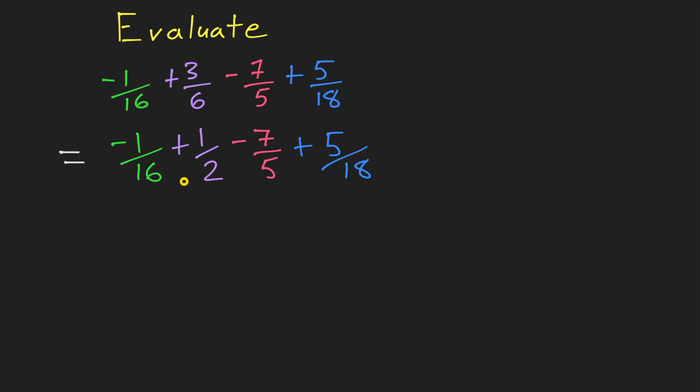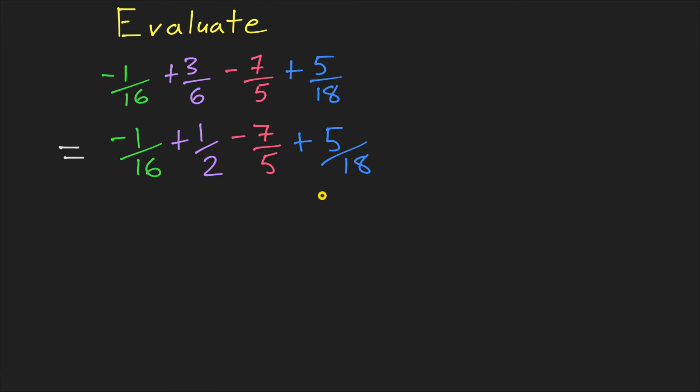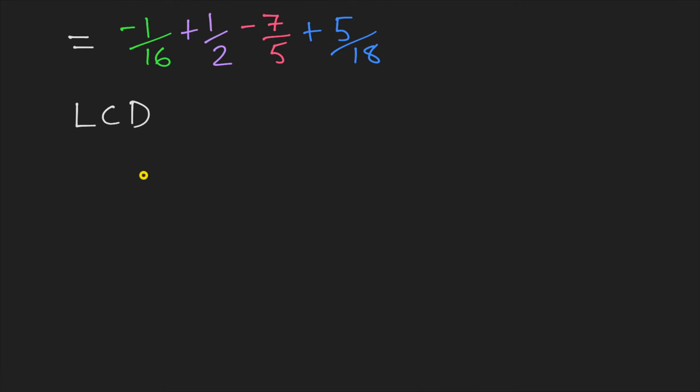Now, in this particular case, because we have a large number of fractions, I would recommend converting all of these fractions into equivalent fractions that all have the LCD, or the least common denominator, as their denominator. Now, how are you going to find the LCD for such a large group of fractions? Well, I would just use a table method. So let me show you how the table method would work.